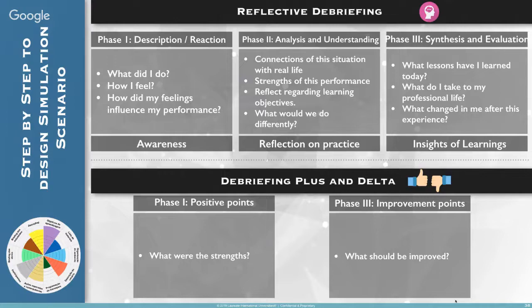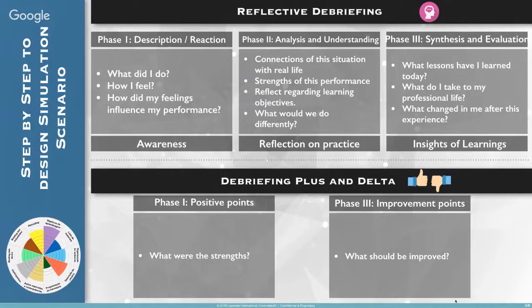And finally, you can make them reflect about the mistakes, but using very positive questions. For example, if you were going to attend this patient again, what would you do differently? You know, with this question, you are leading the students to think about what went wrong, but you don't use negative words here.